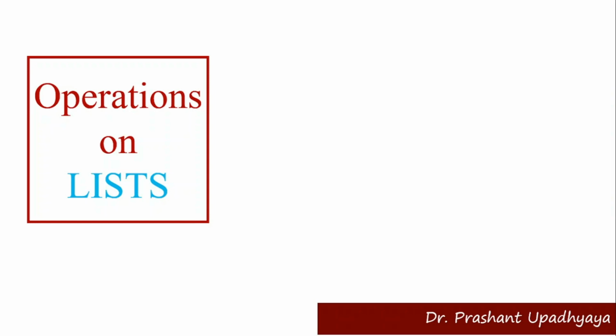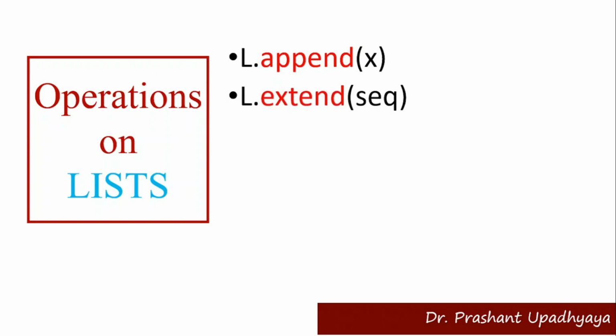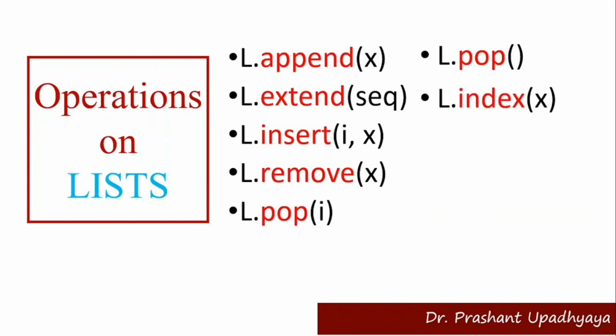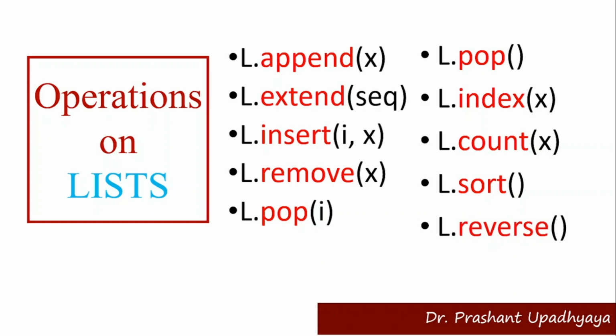Now, moving ahead, we can do a lot of operations on the list. We can append to the list, we can extend the list, we can insert into the list, we can remove list elements, we can pop list elements, we can pop a particular element or by default pop the last element. We can use the index of the list, we can use the count of a list. We can also sort the list, and we can also reverse the list. For example, we started indexing from 0 to n, so we can reverse that and go from n to 0.